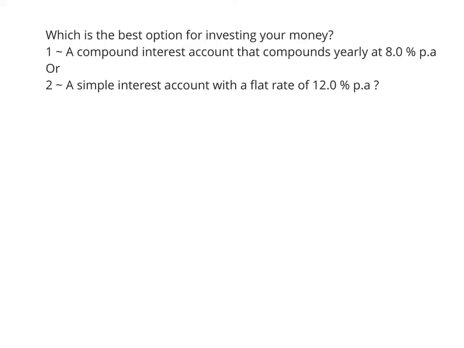Which is the best option for investing your money? Option 1, a compound interest account that compounds yearly at 8% per annum, or a simple interest account with a flat rate of 12% per annum.